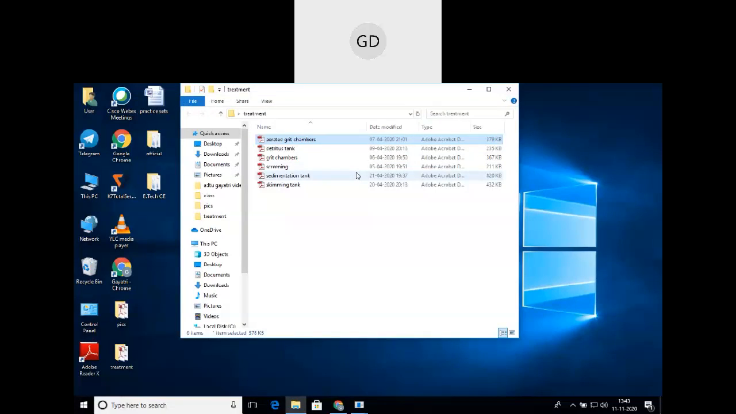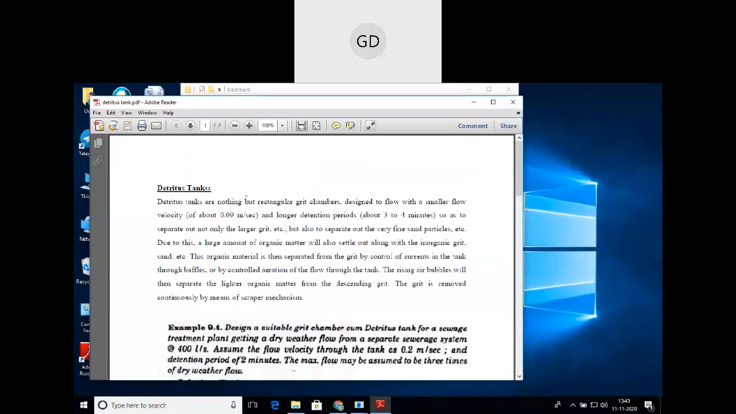So next today, we will do the detritus tank, okay? After this grit chamber itself, we have the detritus tank. These detritus tanks are also rectangular grit chambers, okay?